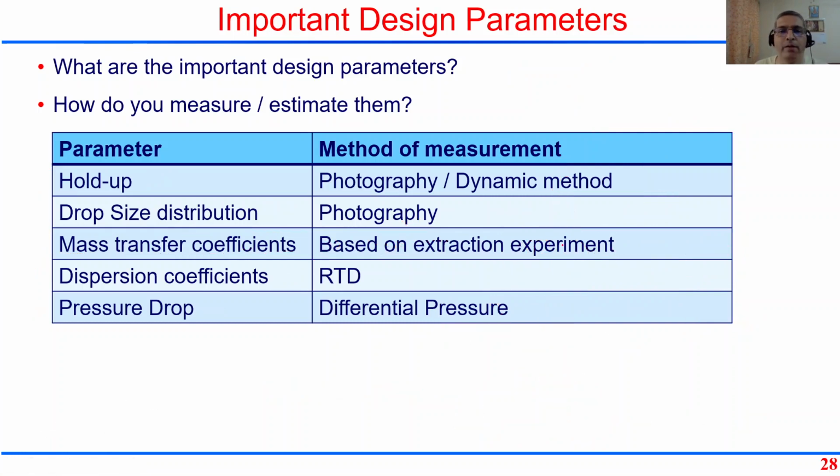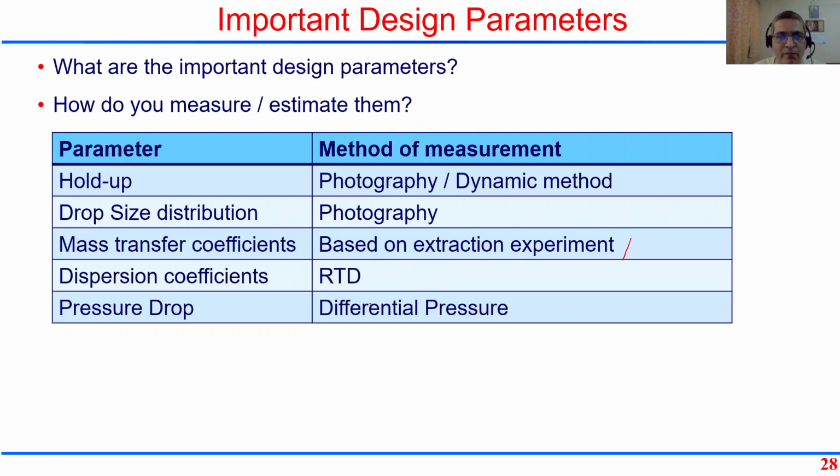Erase all ink. Right. So how would you estimate this holdup? Holdup can be estimated very simply by taking photographs, or drop size distribution you can estimate using photographs. Mass transfer coefficient you can estimate using an actual extraction experiment, right? Maybe some of these experiments you would be doing once you come to the institute for the ChemEngg lab.